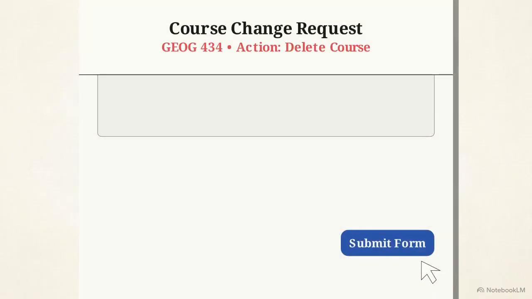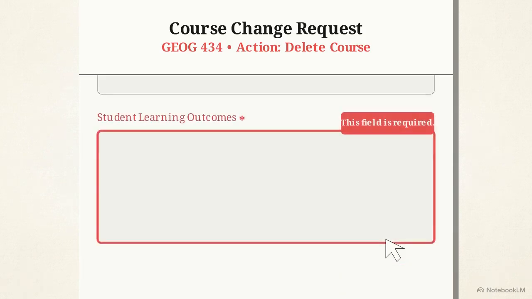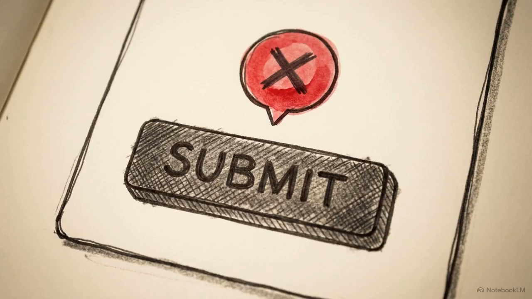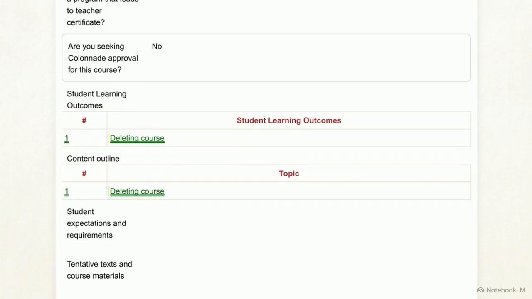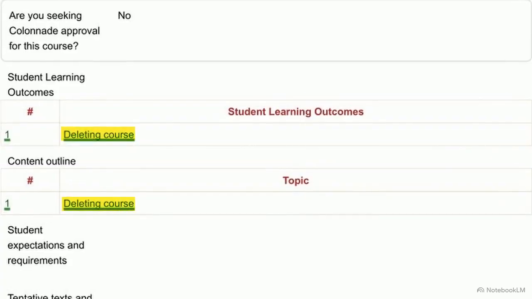The system logic requires student learning outcomes to be present, even when a course is being marked for deletion. If these fields remain empty, the system will prevent the form from being submitted. To satisfy these mandatory fields without entering irrelevant data, we use a simple workaround. Type a leading course into both the student learning outcomes and the content outline sections.